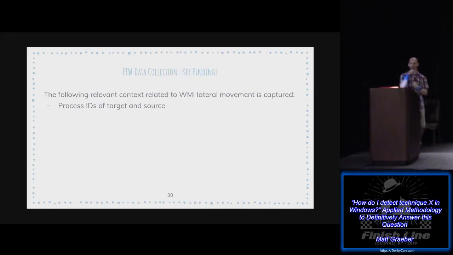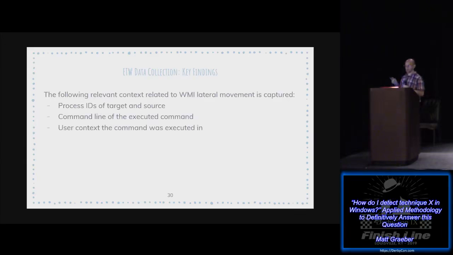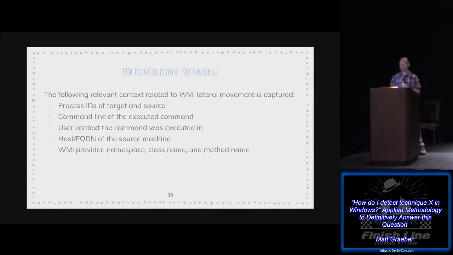And what's amazing, in my opinion, for these events were the following key findings. So notepad.exe was started, and it started with a corresponding process ID. But we also get the process ID of the source process, right? So we get the process ID from the attacker machine as well. There's some solid SOC and IR context right there. We get the command line of what was executed. We get the user context the command was executed in. We get the host and fully qualified domain name of the client machine, the attacker machine.